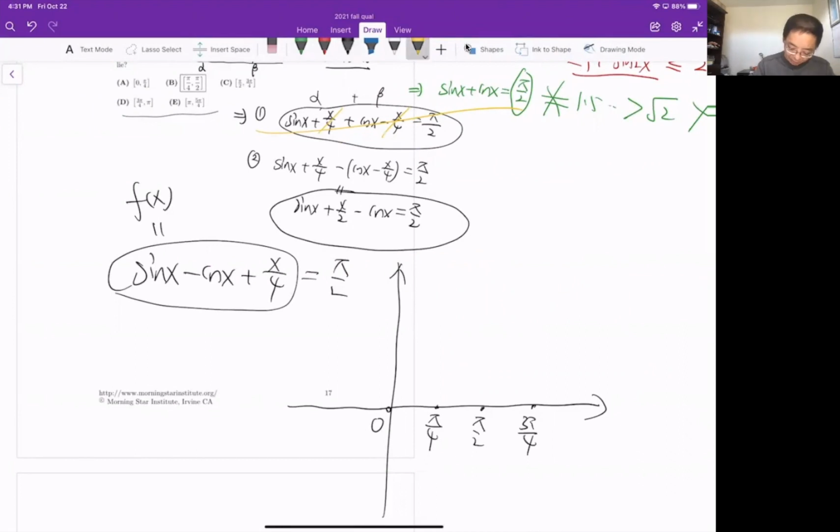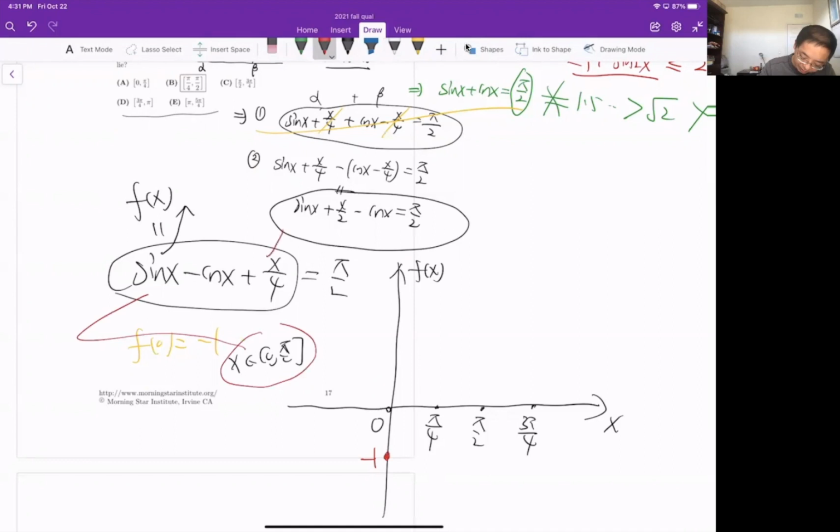Now, what is f(0)? f(0) equals negative 1, so it starts from negative 1. Here is x, and this is f(x), starting from negative 1. Now, when x is between 0 and pi over 2, the sine function is increasing and the cosine function is decreasing, so minus cosine is increasing. That means when x is between 0 and pi over 2, the whole function f(x) is increasing. Let's look at the value at pi over 4.